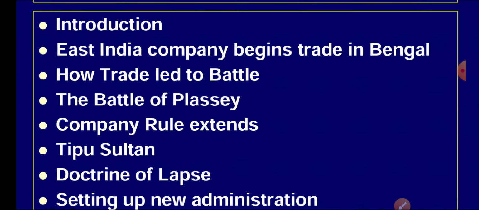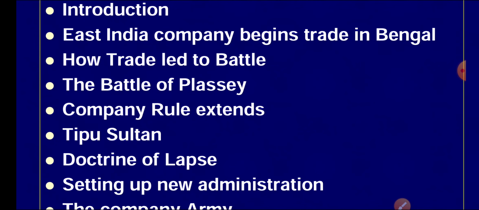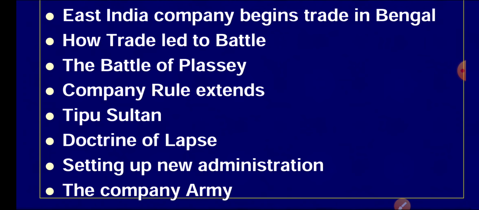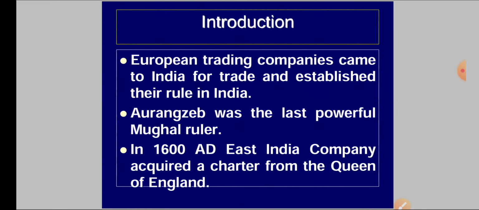Here in this chapter we are going to read the introduction. East India Company began trade in Bengal. How trade led to the Battle of Plassey. Company rule extends. Tipu Sultan. Doctrine of lapse. Setting up new administration, the company army, and some other important points of the chapter we will discuss step by step. So first of all, we have the introduction of this chapter.